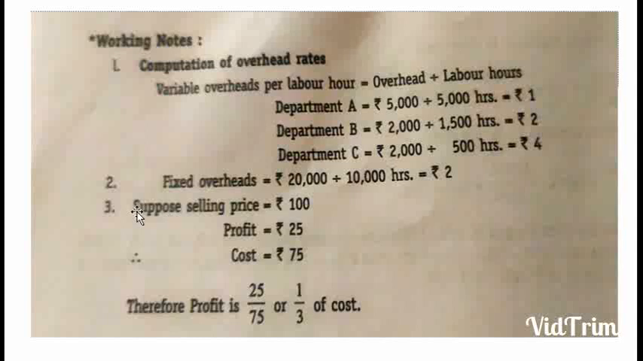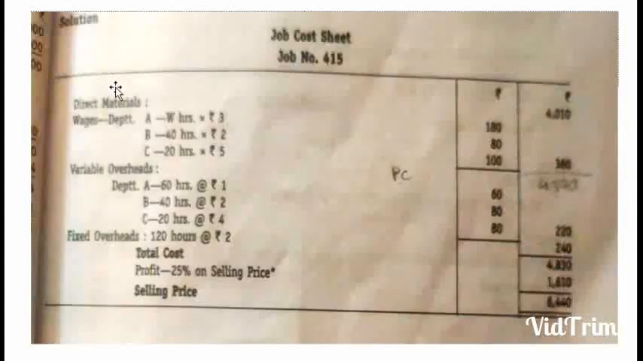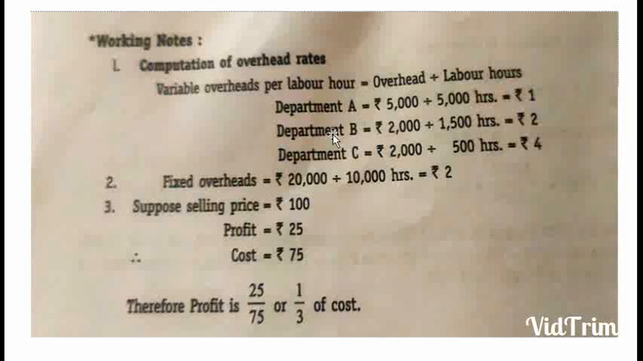Next is your selling price. Let us finish your cost sheet till here and then we'll come back to your selling price. So if you look into your cost sheet now, direct wages, where we have directly taken it from the question, then you will get your prime cost. So the total of your prime cost will be 4010 plus 360 will give you 4370.